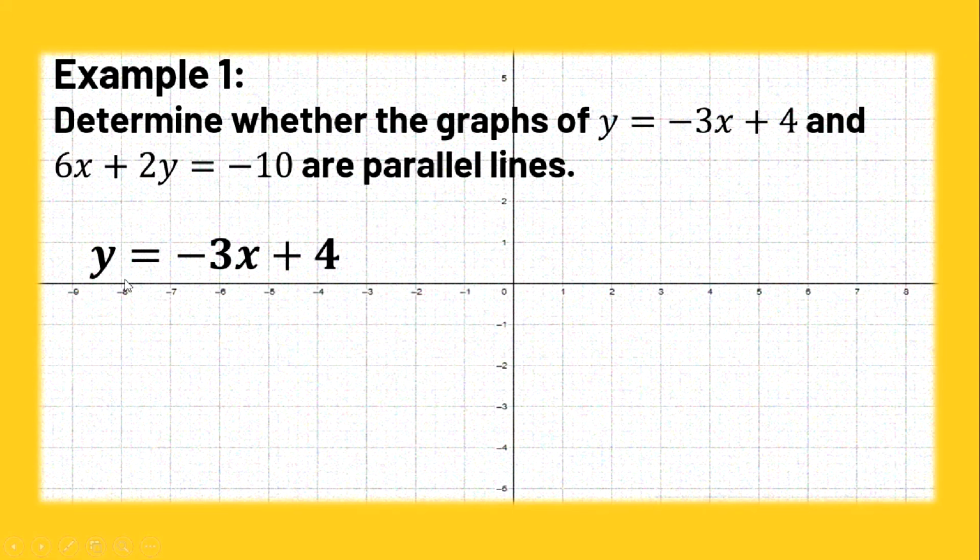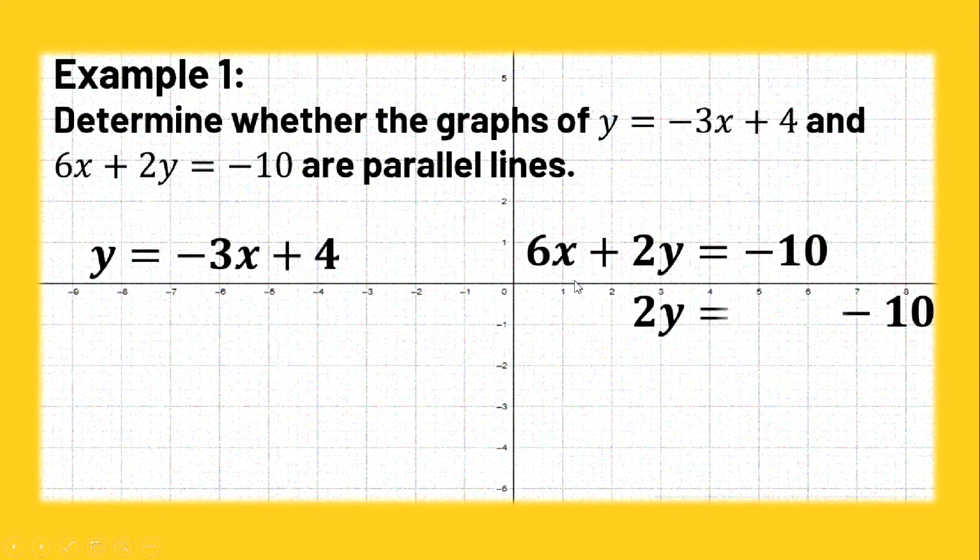So, since this equation is already written in slope-intercept form, alam na natin kung ano yung slope nito. Let's have now 6x plus 2y equals negative 10. And for us to know the slope of this equation, lipat lang natin siya sa slope-intercept form. So, transpose natin si 6x. We will be having 2y equals negative 6x minus 10. Then, to eliminate the numerical coefficient of y, divide both sides by 2.